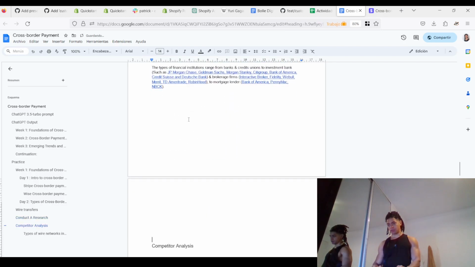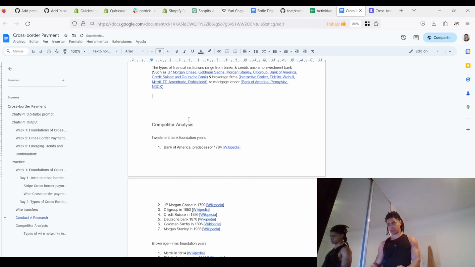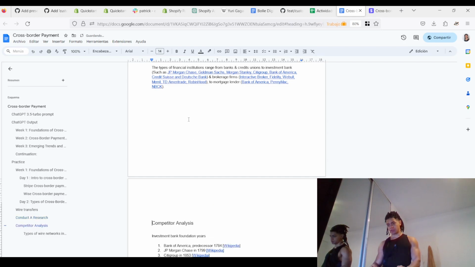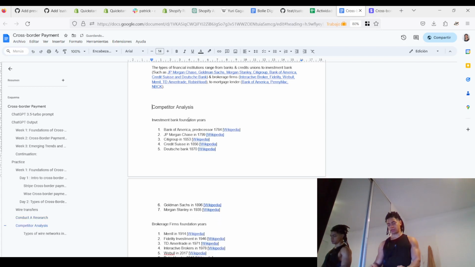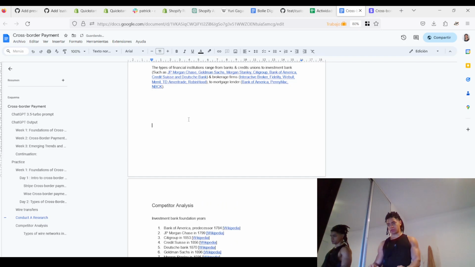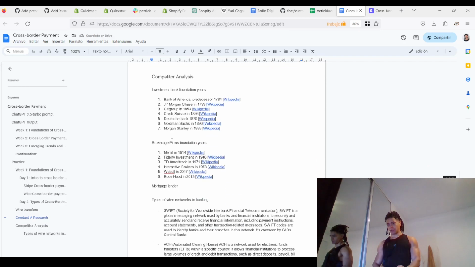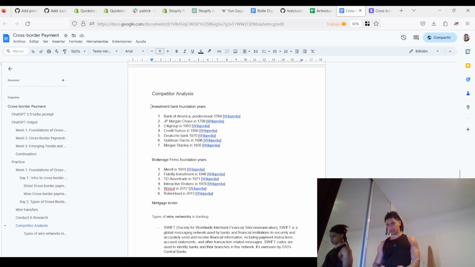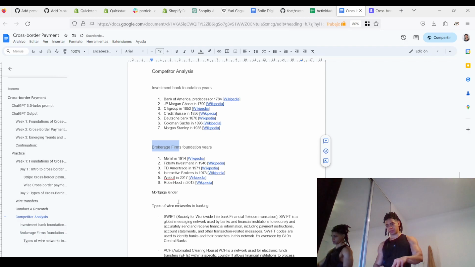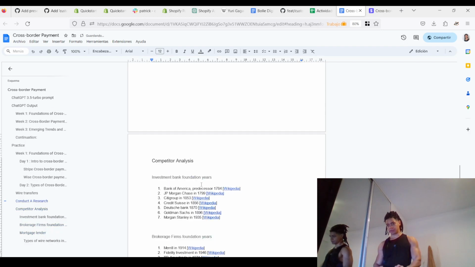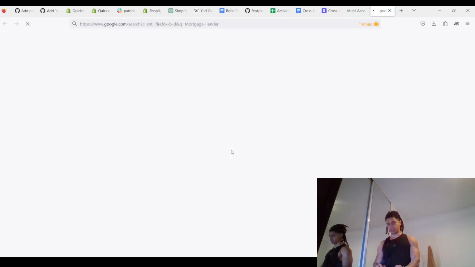So this is part of the competitor analysis here. Okay, so the competitor analysis is by investment banks, brokerage firms, as well as mortgage lenders. Okay, so mortgage lenders here.